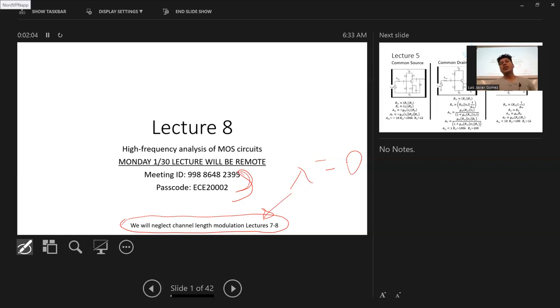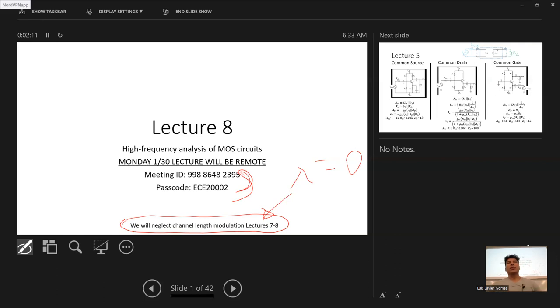And as it turns out, for most of these circuits, channel length modulation turns out to be quite negligible when you're doing these omega analyses. So if you don't see a little r_o in the small signal model, it's because we're just neglecting it. So we're making an approximation that it's infinite. Little r_o is infinite.